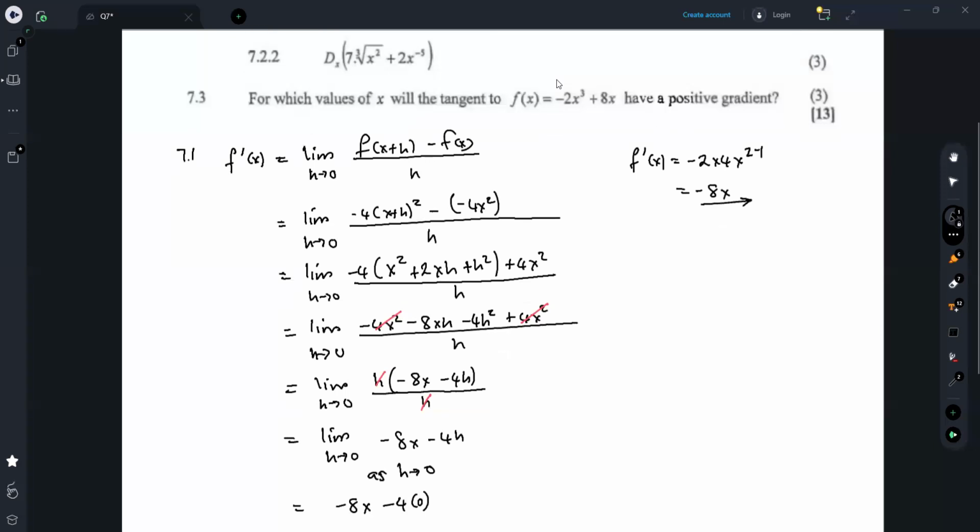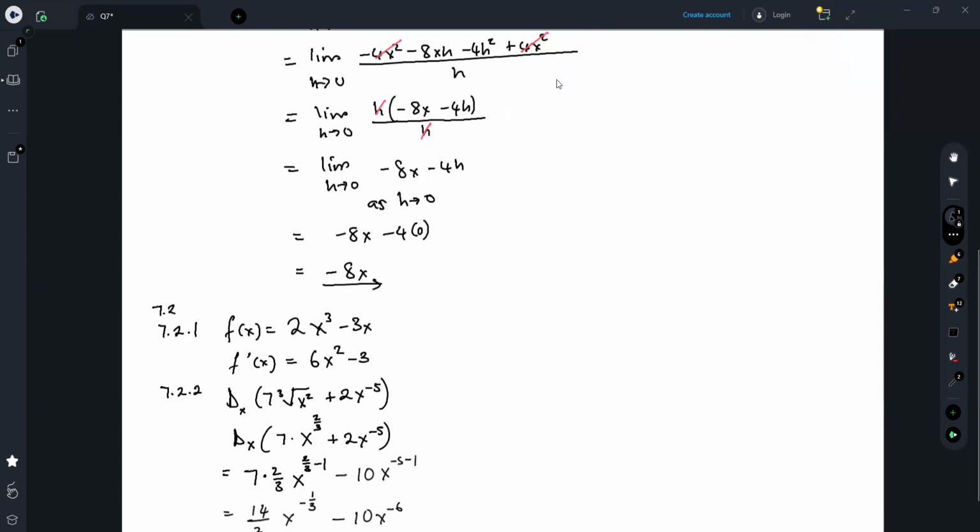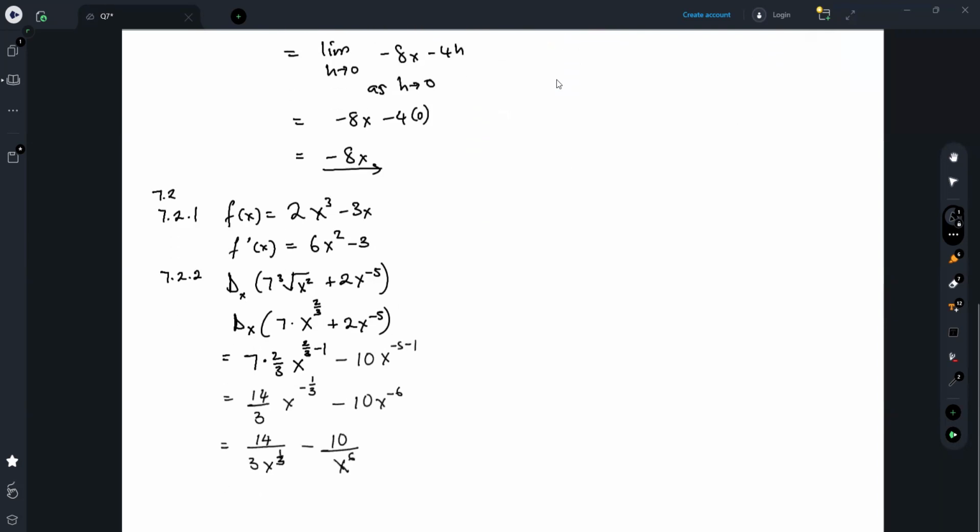So we're going to find out from the first derivative, right? We're going to ask the first derivative, where is the function positive and where is the function negative. So allow me to have my 7.3 here. Here we are given that f of x is equal to negative 2x cubed plus 8x, right?